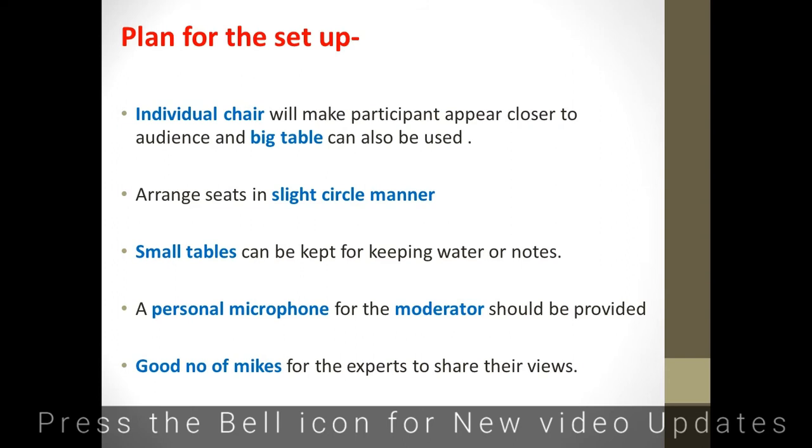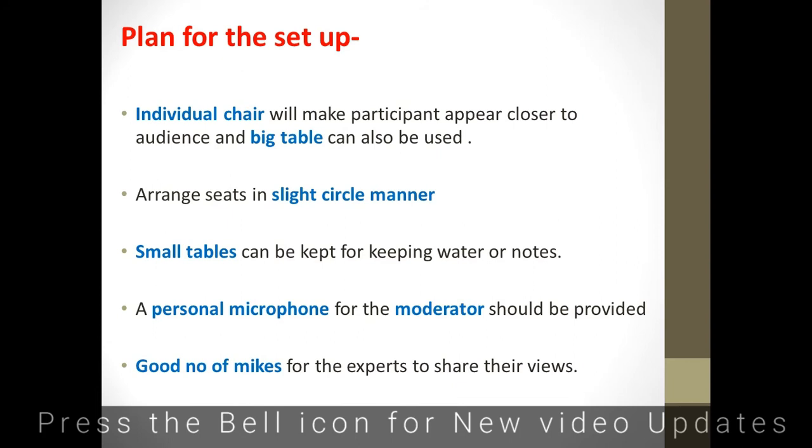Individual chairs can be provided to all the speakers, and they can sit near each other, so it will look arranged, and they can appear close to the audience. You can even make use of a big table, but in that case the seating arrangement has to be proper. If you are arranging chairs, don't keep them in a straight line, make it a slight circle. So all the speakers can look and communicate with each other.